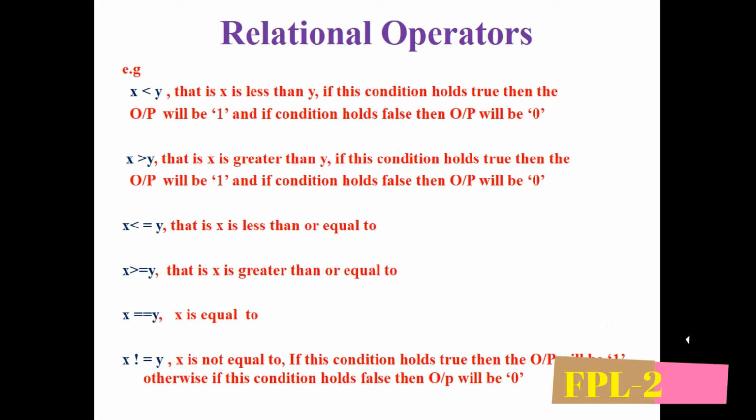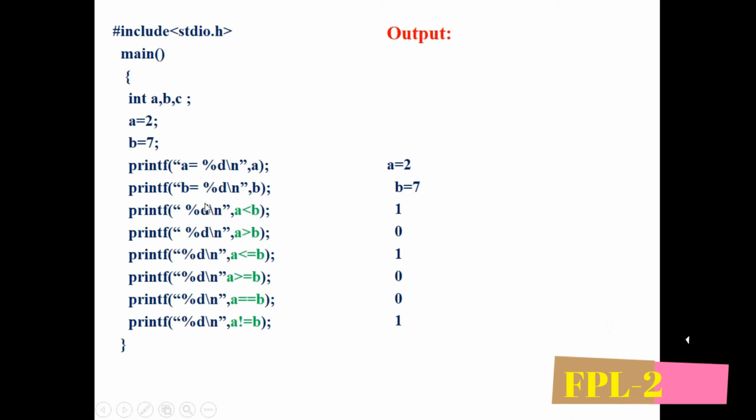If this condition holds true, then the output will be 1, and if the condition holds false, then the output will be 0. X is less than or equal to y, x is greater than or equal to y, x is equal to y, and x is not equal to y. If the x and y values are different, then the output will be 1, and if both are equal, then the output will be false, meaning 0. So this is one example.